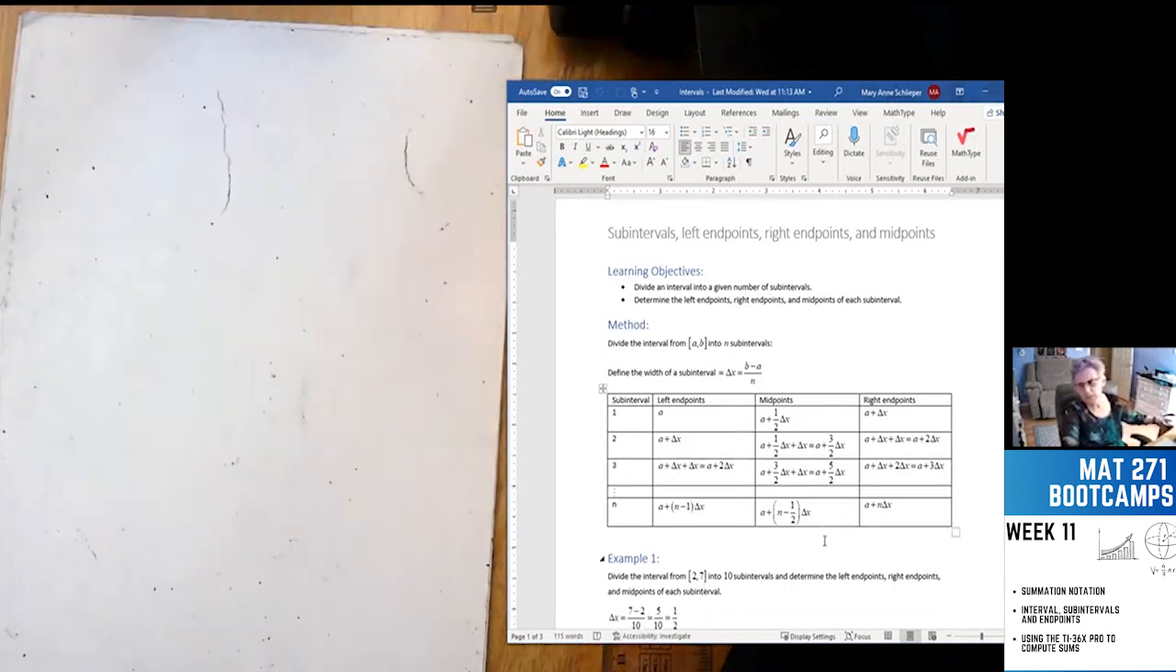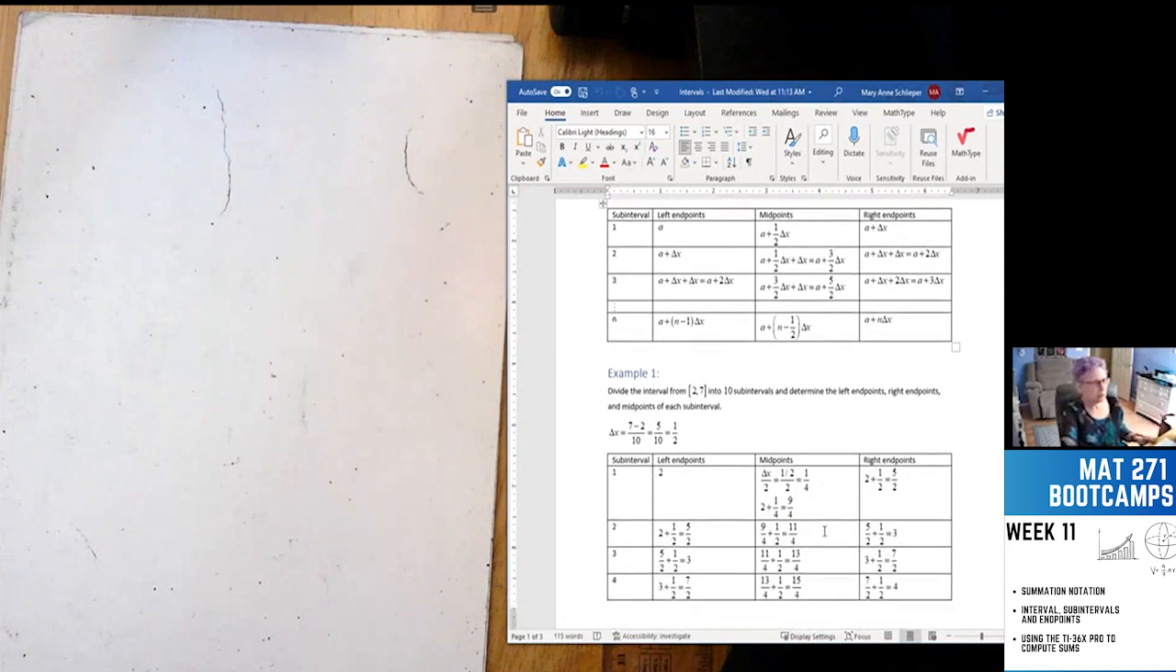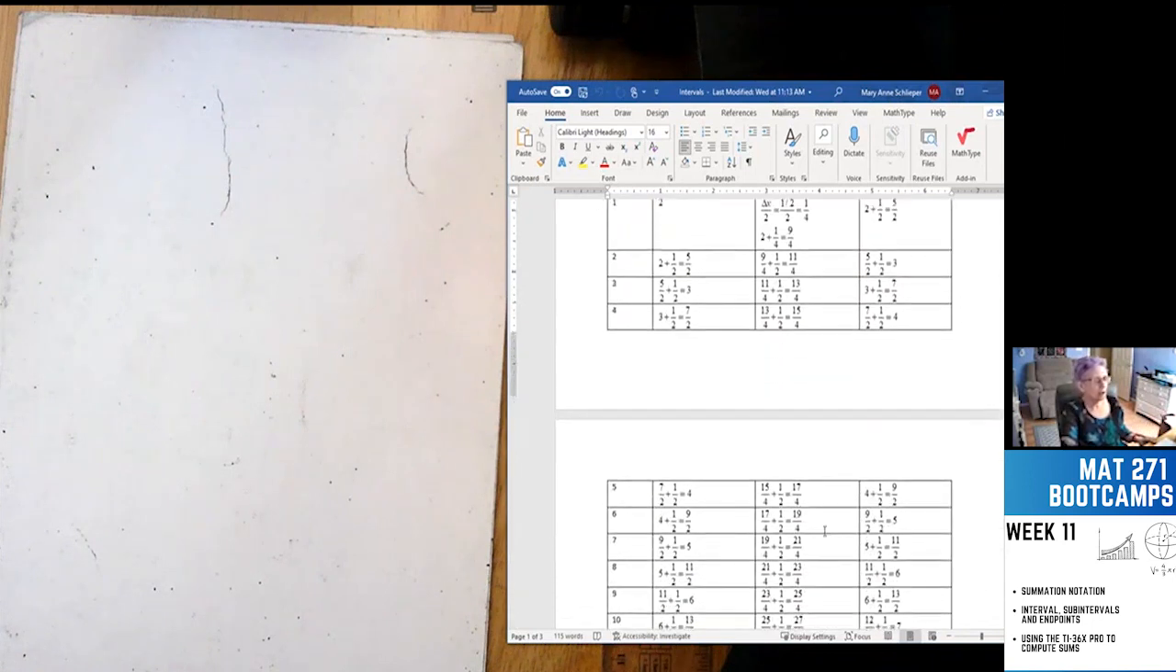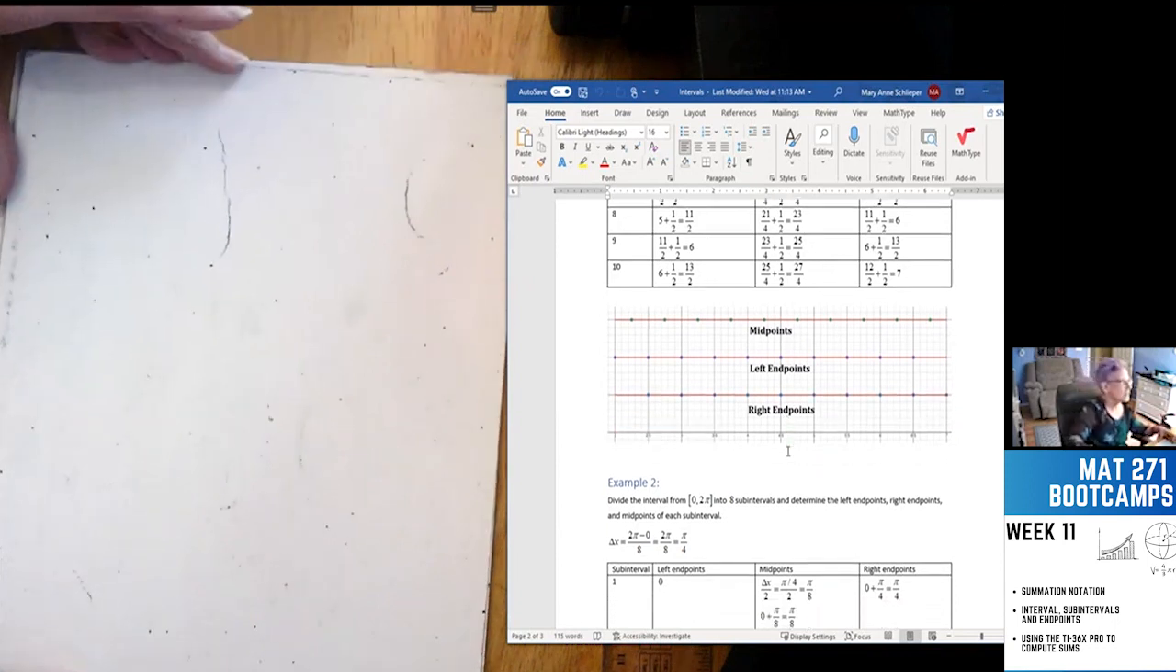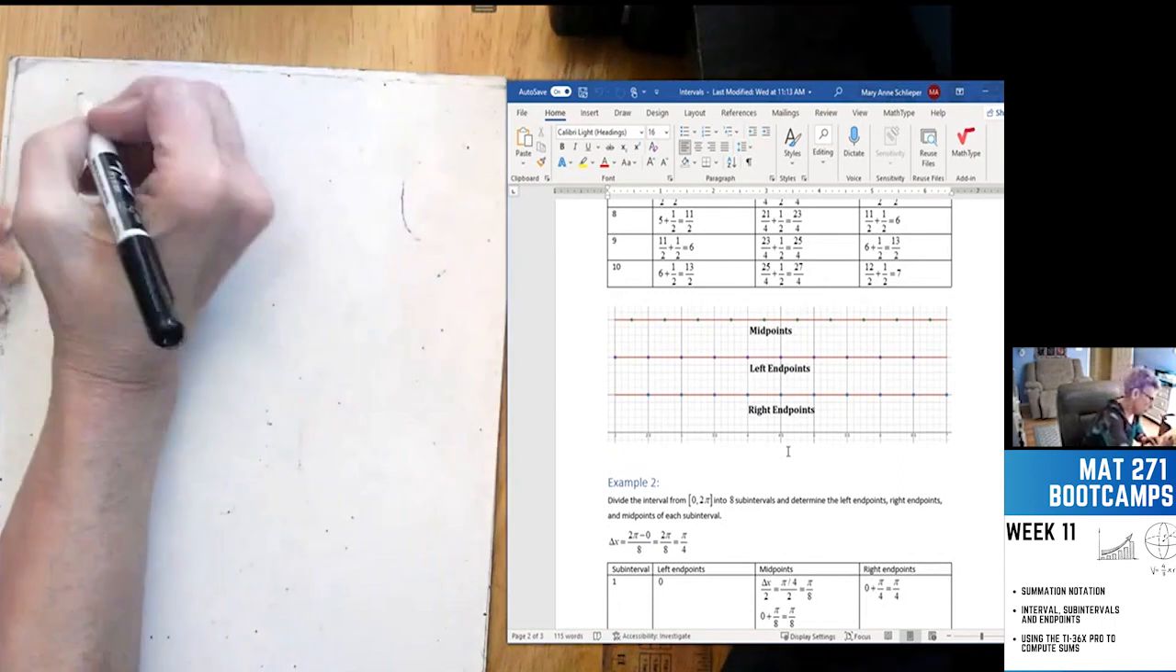Okay. I'm going to do an example with pi in it because you know that we're not going to get away from trig. Here's my pretty little picture that I created with a number line from 2 to 7, showing my right endpoints, my left endpoints, and my midpoints. Everything works exactly the way you want it to.